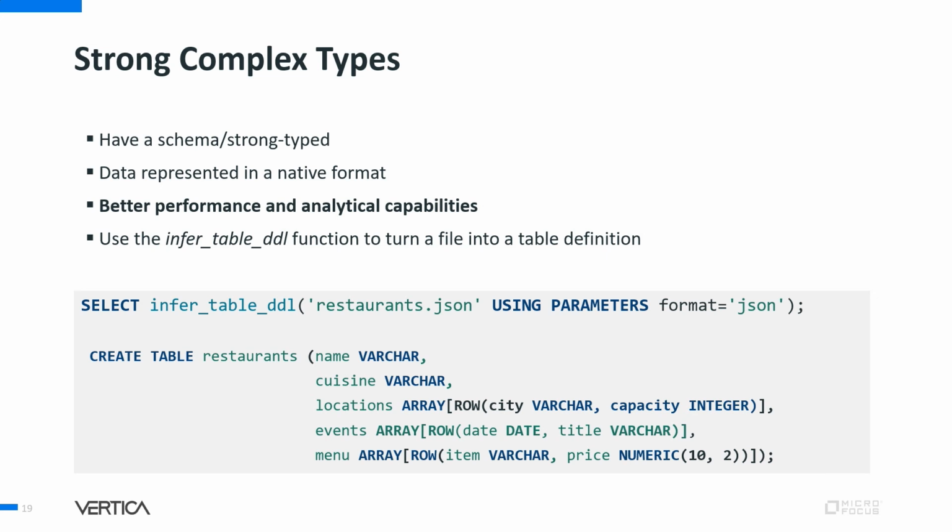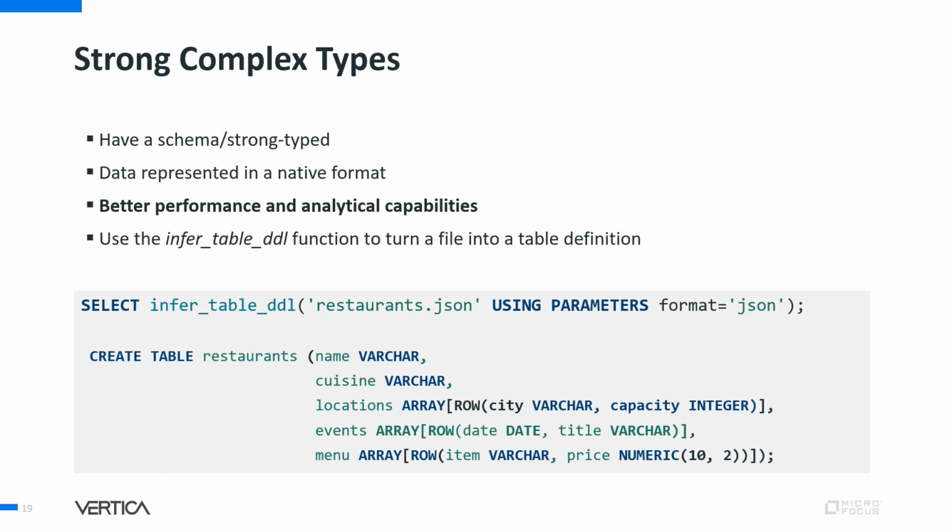The alternative to flexible complex types is to use strong complex types. With these types, you write clearly and specifically what your types are. You write down the arrays and rows, you write down the elements and the fields of each. If you do this, Vertica will store the data in a native format, which is definitely going to make your queries run faster than the flexible alternative. You'll also gain some analytical capabilities, which we'll discuss next.